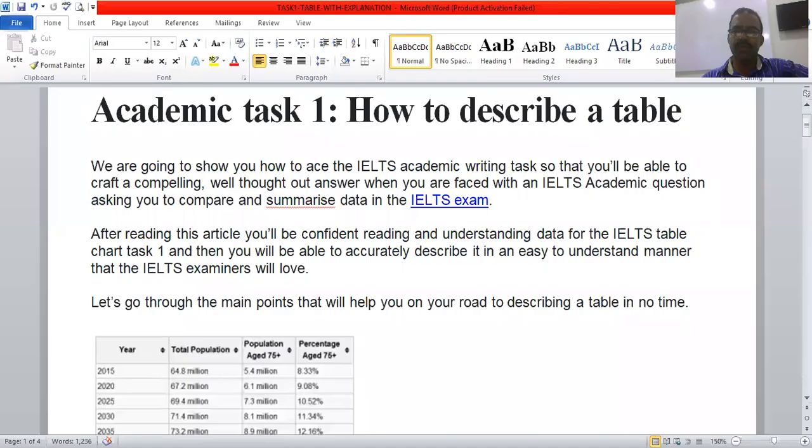So today we are going to learn about how to write on a table. Academic task 1 is we are going to show you how to face the IELTS academic writing task so that you will be able to craft a compelling, well thought out answer when you are faced with an IELTS academic question asking you to compare and summarize data in the IELTS exam. After reading this article, you will be confident reading and understanding data for the IELTS table chart task 1.